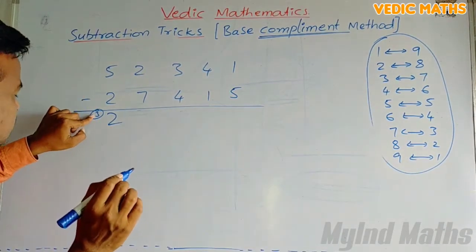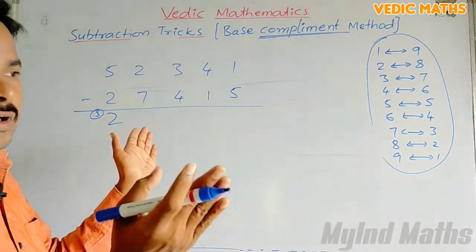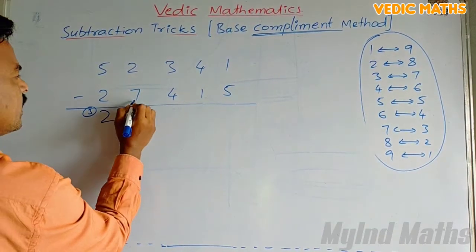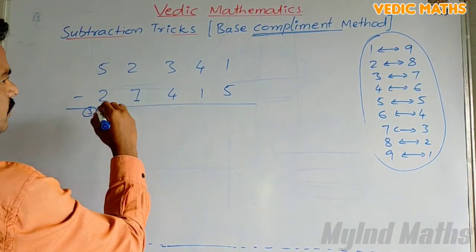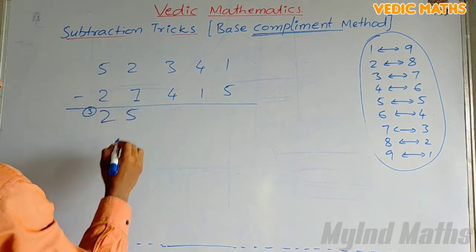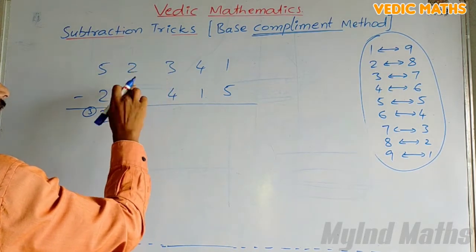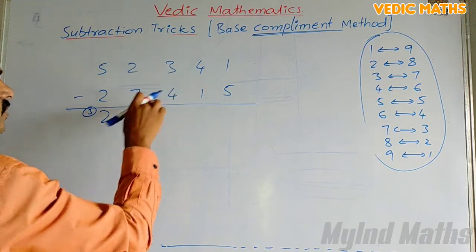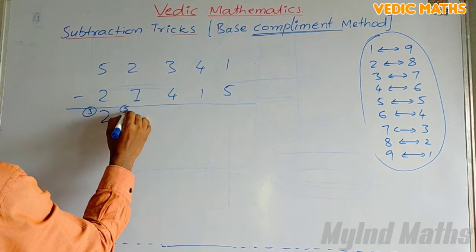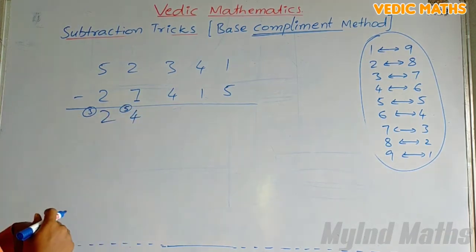We need not write this 3 also after practicing some problems. Now you see here, what is the base of 7? 7's base is 3. That 3 plus 2 is 5. And next observe the next number. 3 minus 4 is also not possible. That is why we need not write 5, but we should write 4.